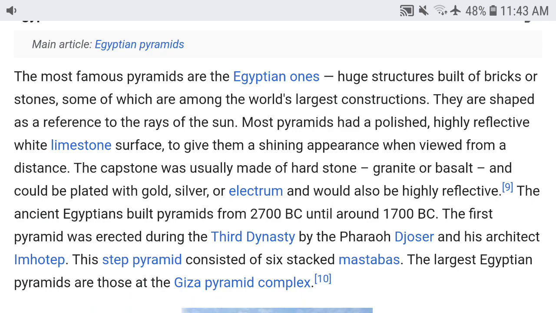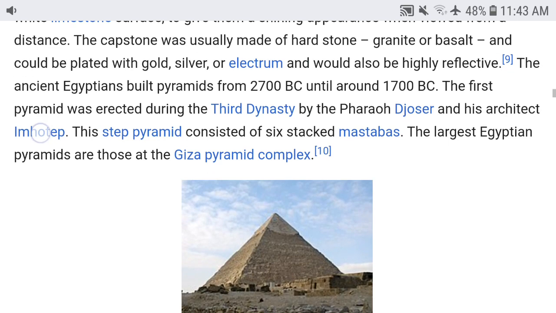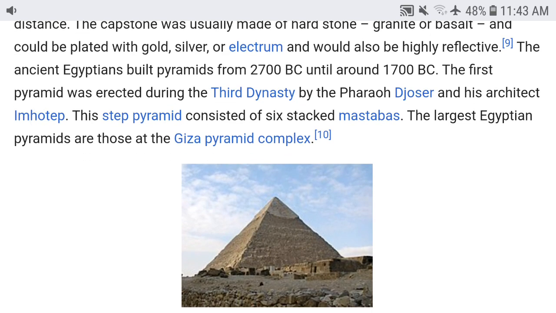The ancient Egyptians built pyramids from 2700 BC until around 1700 BC. The first pyramid was erected during the third dynasty by the pharaoh Djoser and his architect Imhotep. Oh, okay. Imhotep, that's quite a famous name as well. You can see this name throughout any pop culture nowadays, both in movies, games, whatever. This type of pyramid consisted of six stacked mastabas.